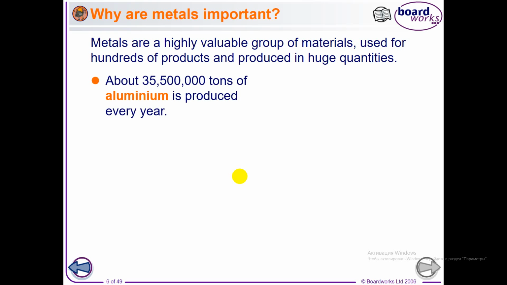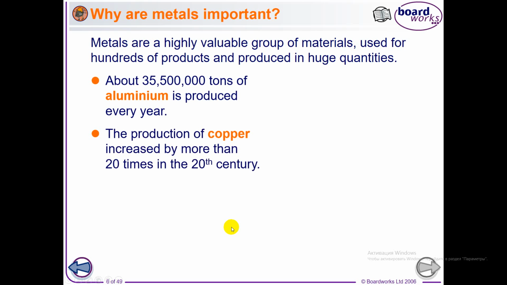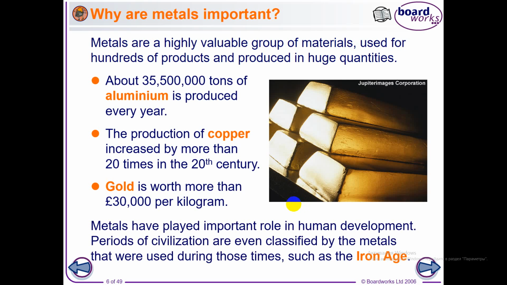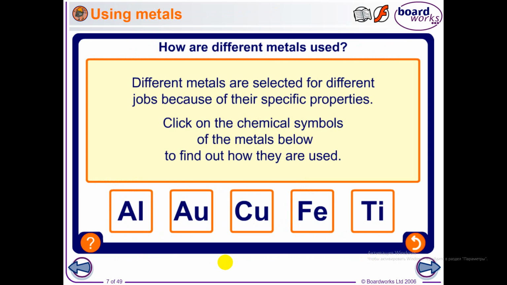500,000 tons of aluminium is produced every year. The production of copper increased by more than 20 times in the 20th century. Gold is worth more than 30,000 pounds per kilogram. Metals have played an important role in human development. Periods of civilization are even classified by the metals that were used during those times, such as the Iron Age. Different metals are selected for different jobs because of their specific properties.